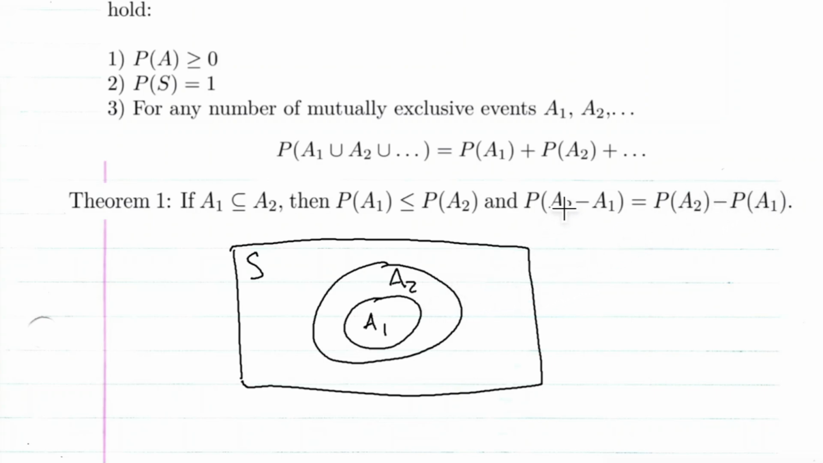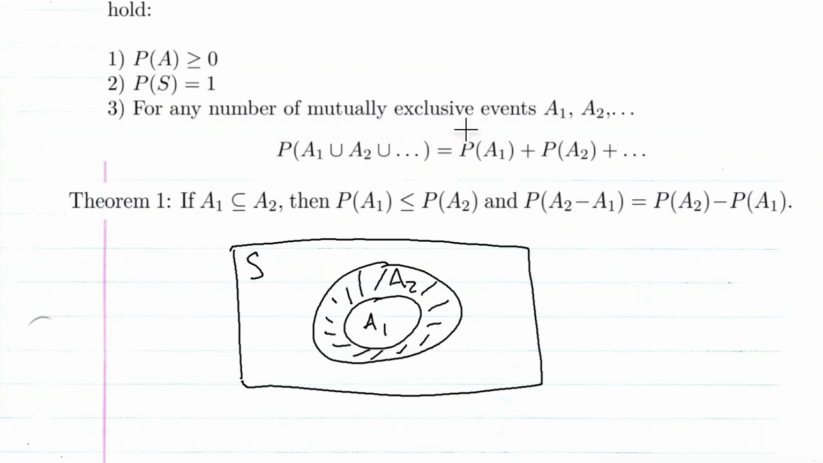So remember from set theory, A sub 2 minus A sub 1 is all of the elements in A sub 2 and not in A sub 1. So this shaded region would be A sub 2 minus A sub 1. Well, clearly, we can see that the probability of A sub 2 minus A sub 1 is equal to the probability of A sub 2, which would be this whole thing, minus this little piece here, so that would give us that same area. So at least intuitively, we can see that this is true.